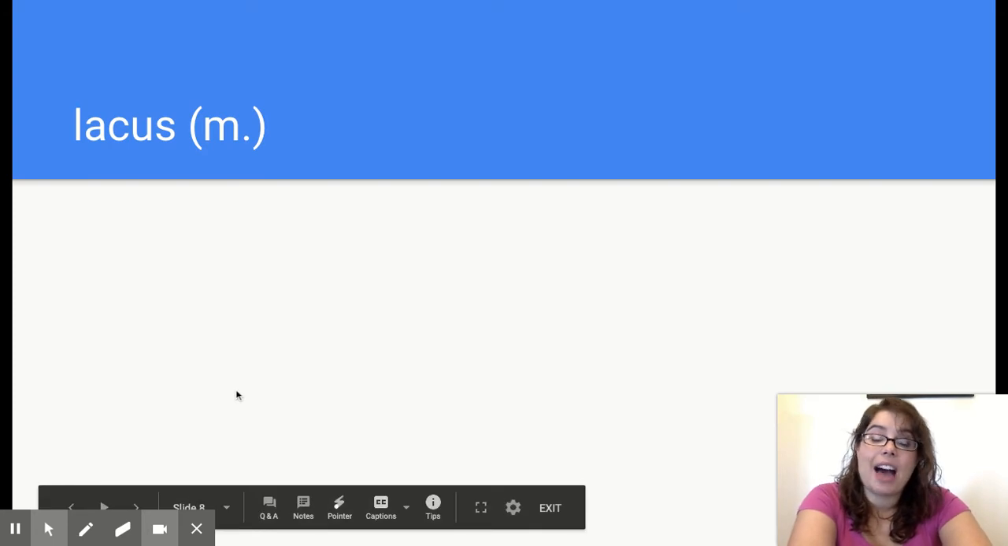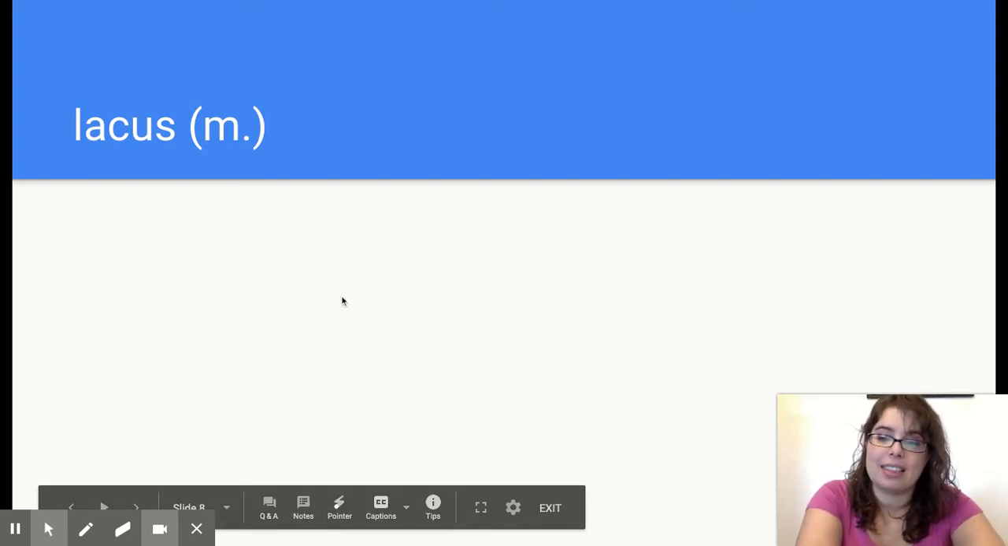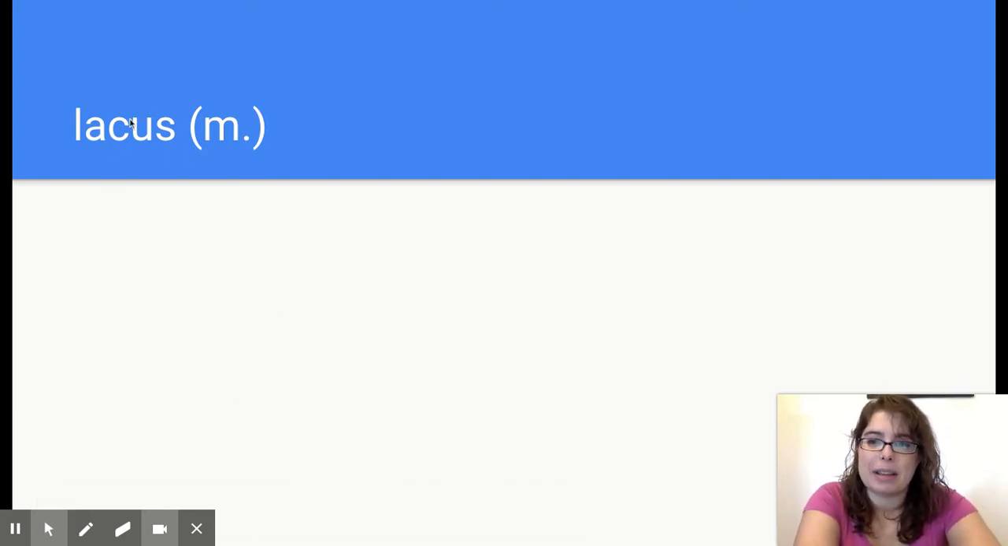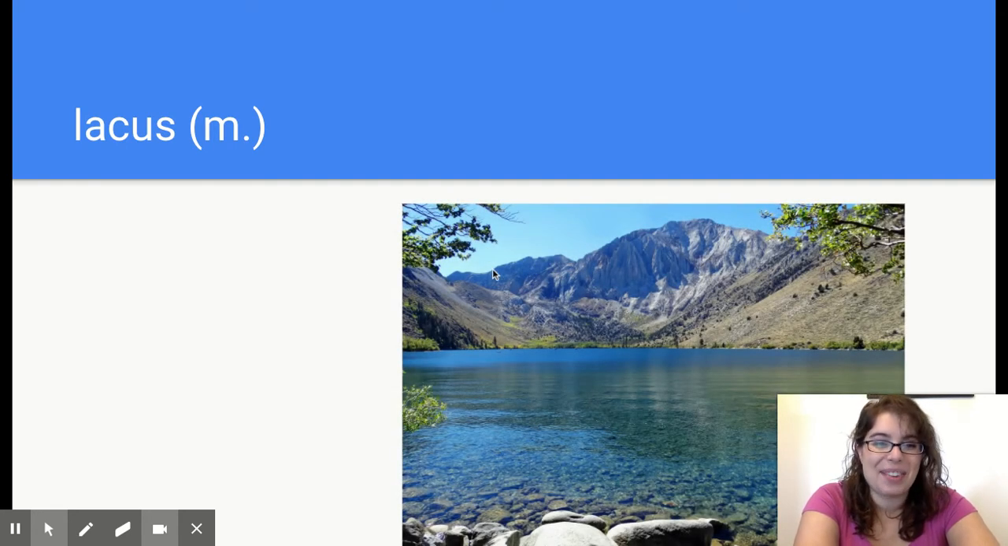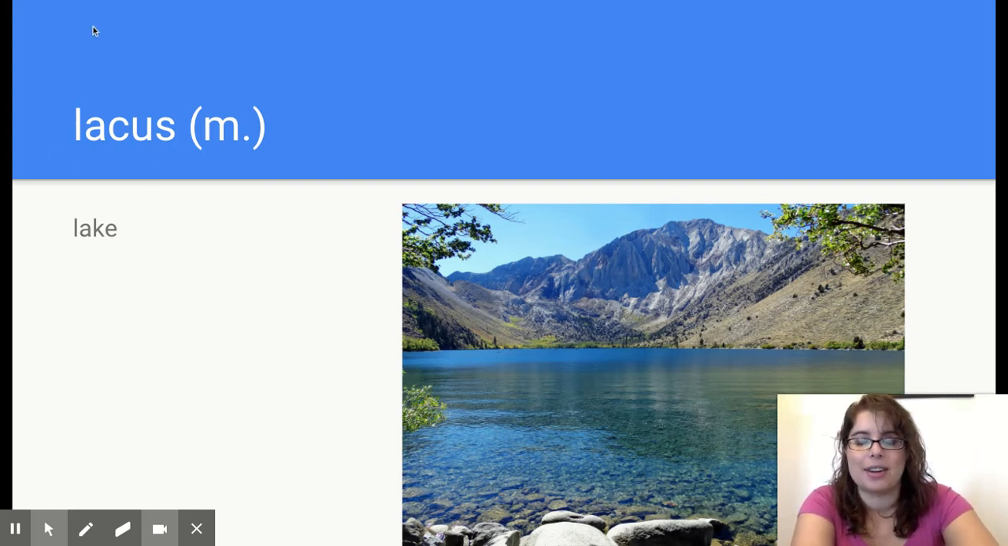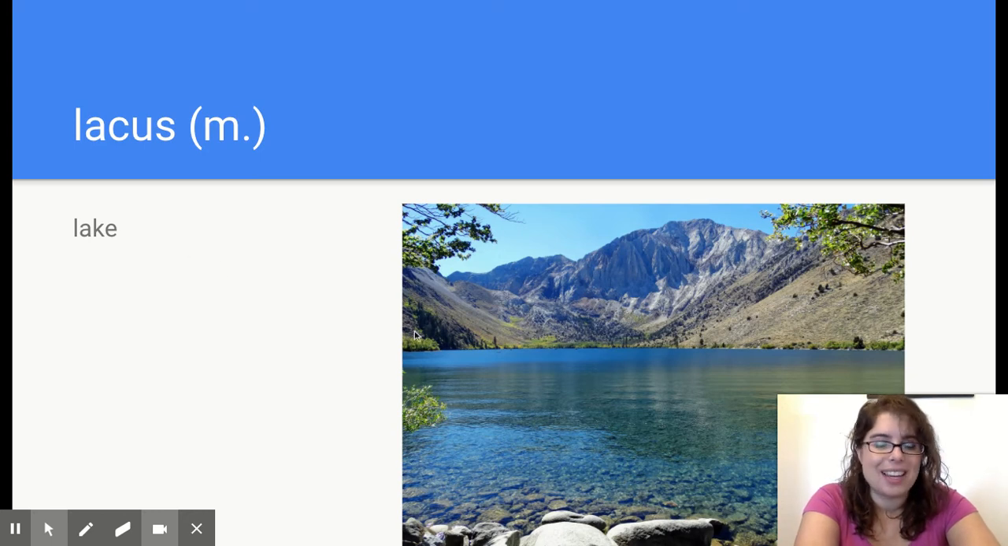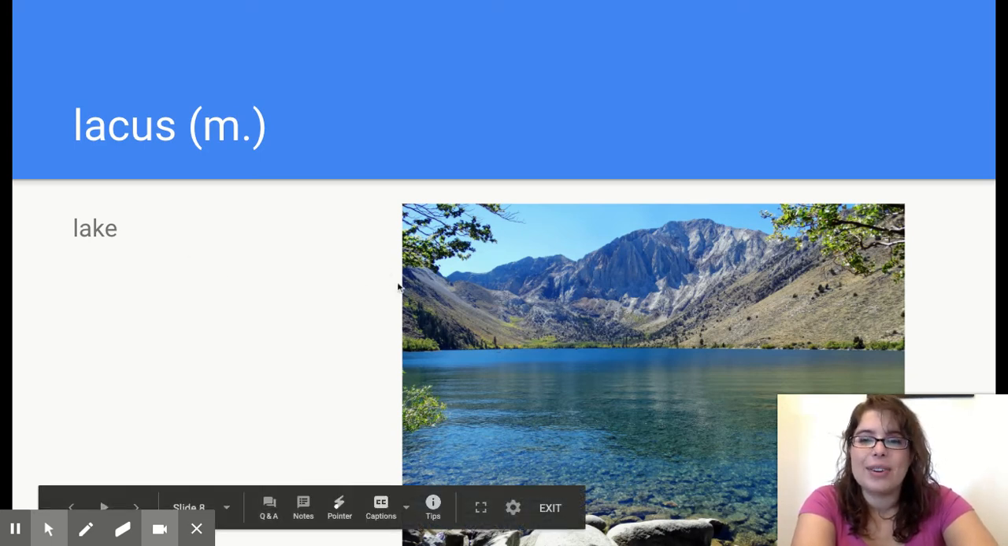All right, next we have lacus. Lacus is masculine. It's got that nice masculine US ending there. And this is our Latin word for a lake. You can kind of see it. When you say lacus, it sounds like our word for lake. So hopefully that one will be a bit easy to remember. Lacus is lake.